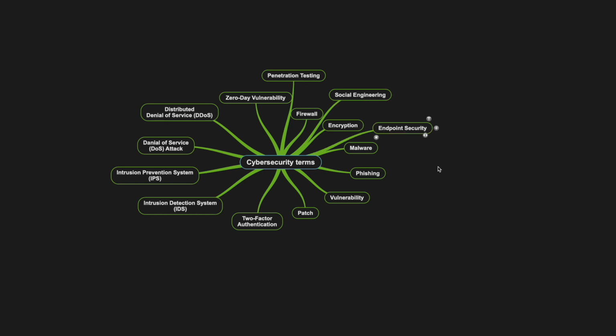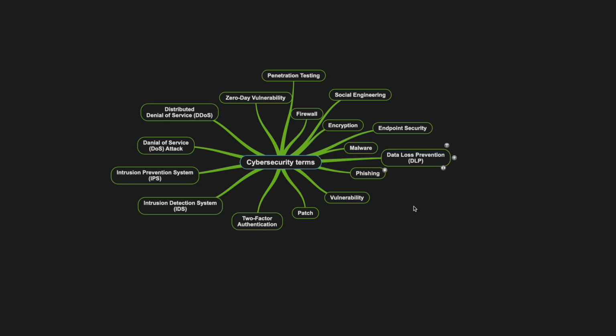Now, next is endpoint security. This is a security measure deployed on individual devices. Devices means endpoints, such as computers, laptops, smartphones, and tablets, to protect them from cyber threats. It includes antivirus software, firewalls, encryption, and device management tools.